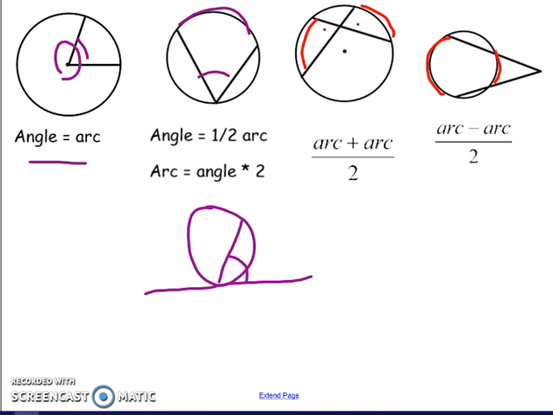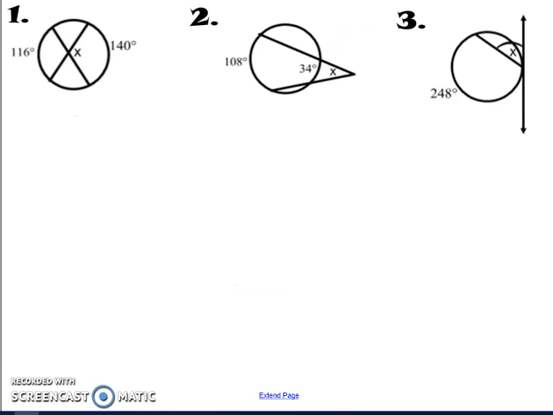So what you're going to do is, in your notes, you are going to do a quick review of all of these different things, and you're going to answer these questions. Then when you're finished, you can turn the video back on and check your answers.